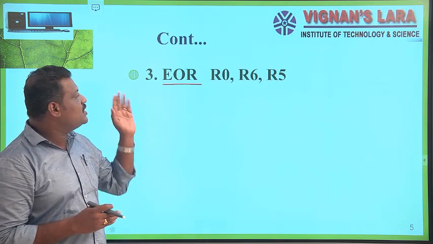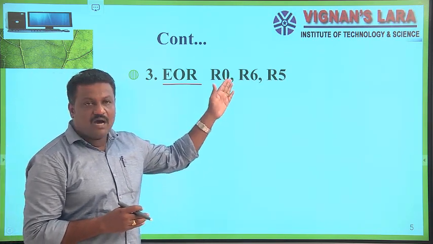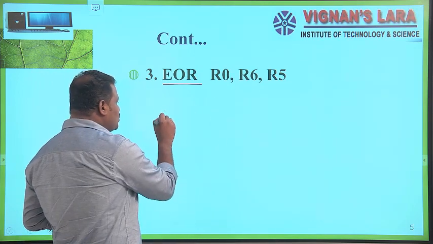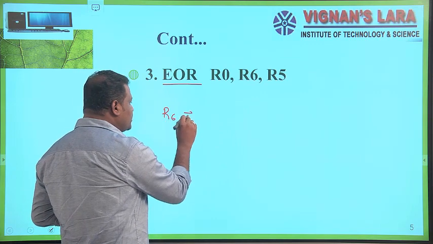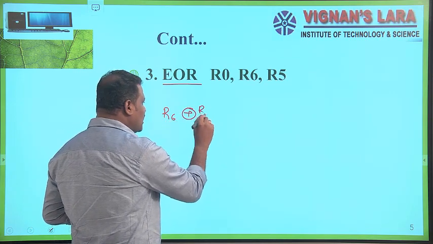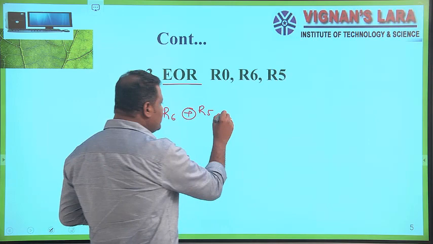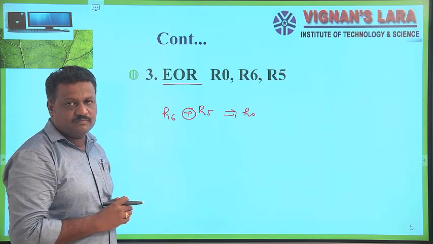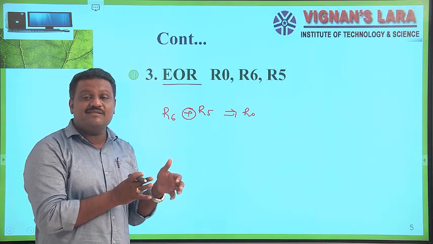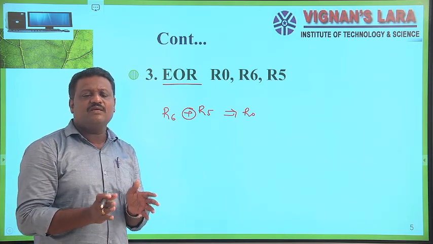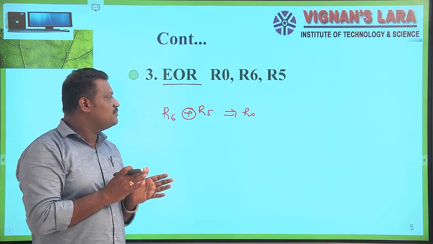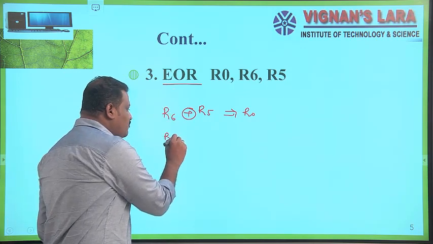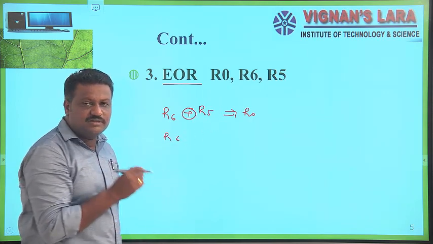Here our example is EOR R0, R6, R5. That means do a logical XOR between the content of CPU register R6 and R5. The final result is transferred to another register, R0. As I did in the case of the AND instruction, in a similar way here also we do an example for this instruction. We know that R6, R5 and R0 are all 32-bit numbers.